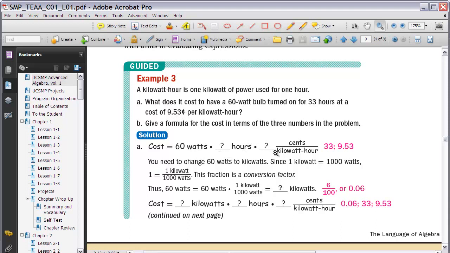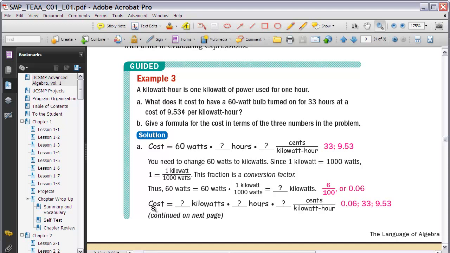So I'm plugging those values in. Okay? So you need to change 60 watts to kilowatts. Since one kilowatt would be equal to 1,000 watts, we can say 1 is equal to 1 over 1,000. This is the fraction for a conversion factor. Okay? So here's what we have then. 60 times 1 over 1,000, that would be equal to 6 over 100, or 0.06. Okay?